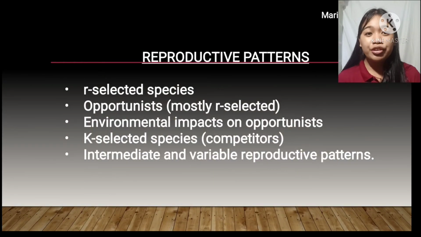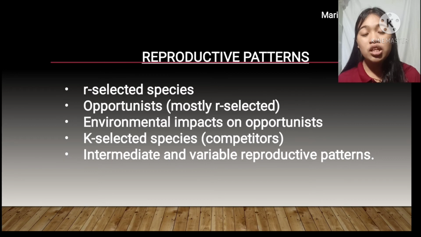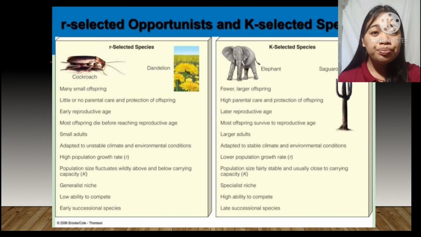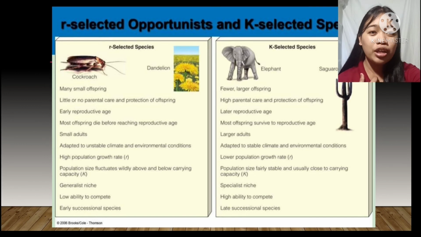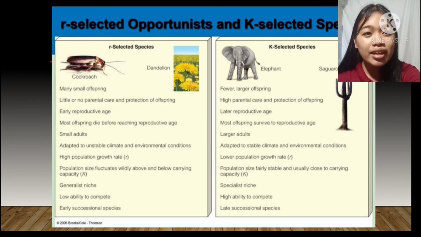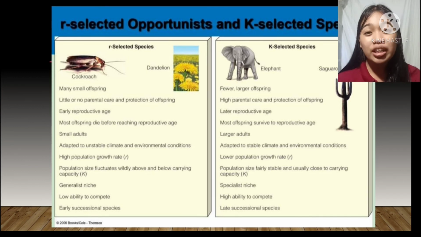So, reproductive patterns. We have the 5 reproductive patterns. What are they? R-selected species or opportunists, environmental impacts on opportunists, K-selected species or the competitors, and then we have the intermediate and variable reproductive patterns. So here is the illustration related sa akong giingon nga R-selected opportunists and K-selected species. So we have our R-selected species, like for example katong ganiha akong giingon, cockroach and the dandelion. Many small offspring, small lang jud ang iyahang offspring. Little or no parental care and protection of offspring.